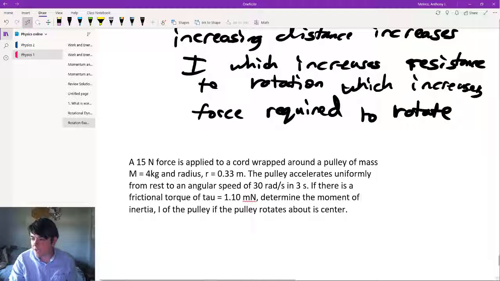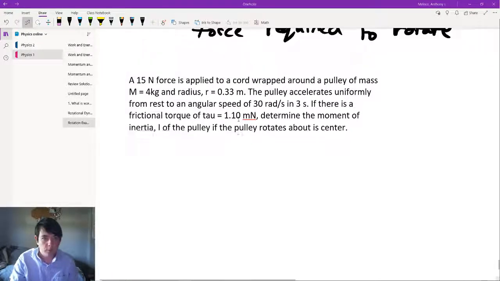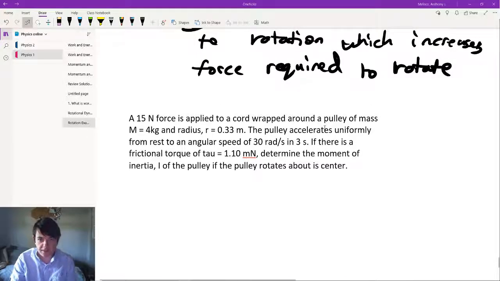So a 15 Newton force is applied to a cord wrapped around a pulley. The pulley itself has a mass of 4 kilograms and a radius of 0.33 meters. The pulley accelerates uniformly from rest to an angular speed of 30 radians per second in 3 seconds. If there is a frictional torque of tau equals 1.1 meter newtons, determine the moment of inertia I of the pulley if the pulley rotates about its center.